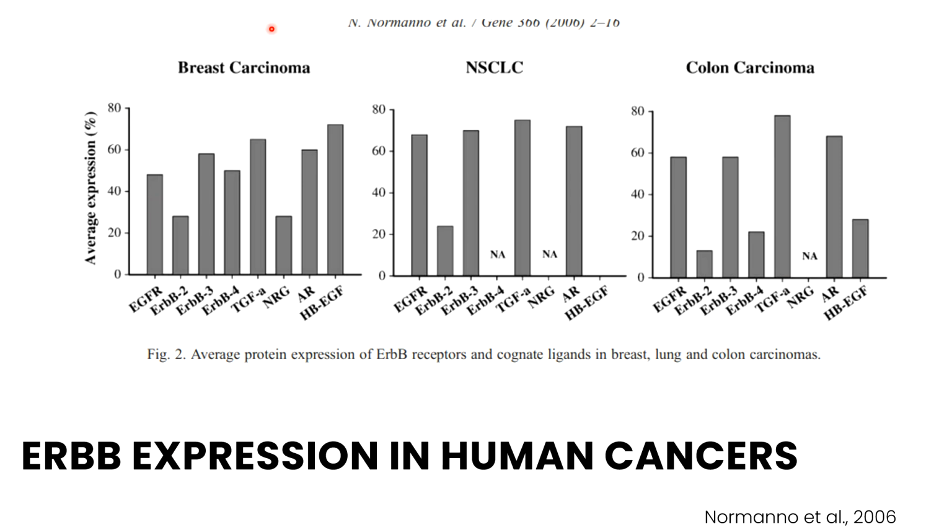This figure will compare the average expression of ERB receptors and several of their ligands in three common cancers. Our first one being breast carcinoma, second being non-small cell lung cancer, referred to as NSCLC, and colon carcinoma. Instead of focusing on the exact percentages, I want you to look at the overall patterns. We're going to focus on our breast carcinoma graph first.